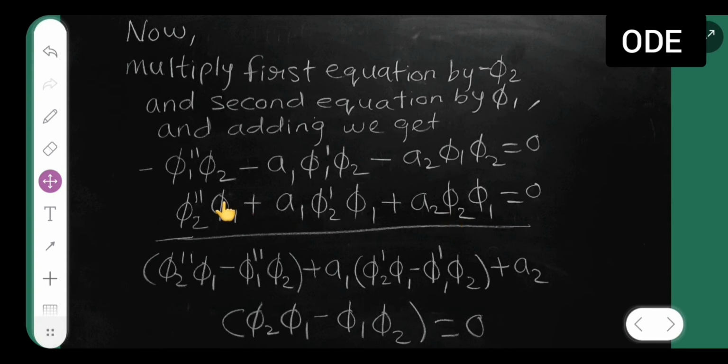So how to add? This phi2 double dash into phi1 minus this. Plus a1 is common, so phi2 dash into phi1 minus phi1 dash into phi2, plus a2 is common for this. Now I have written it here: phi2 into phi1 minus phi1 into phi2 is equal to 0. Now this is the same, no? This cancels, and finally this is equal to 0.